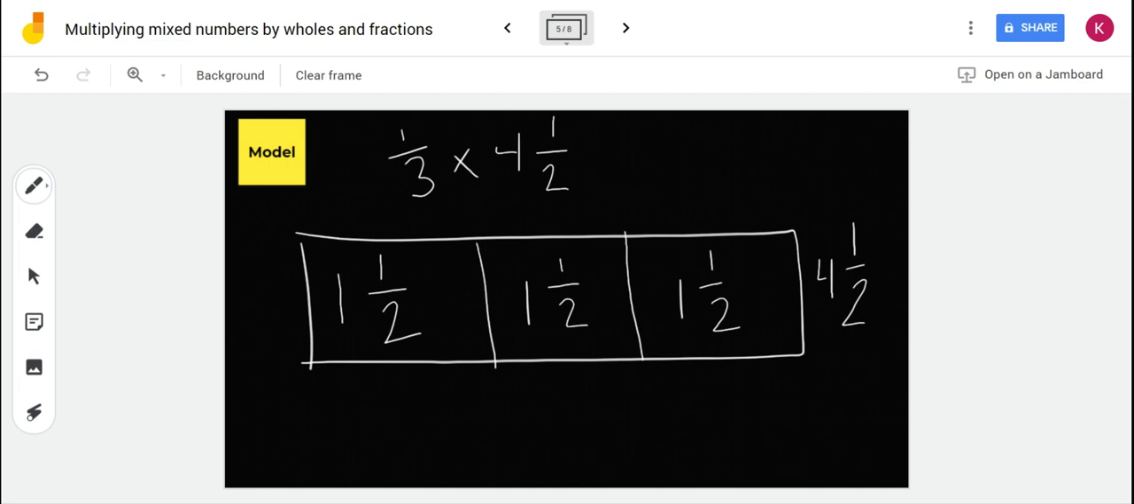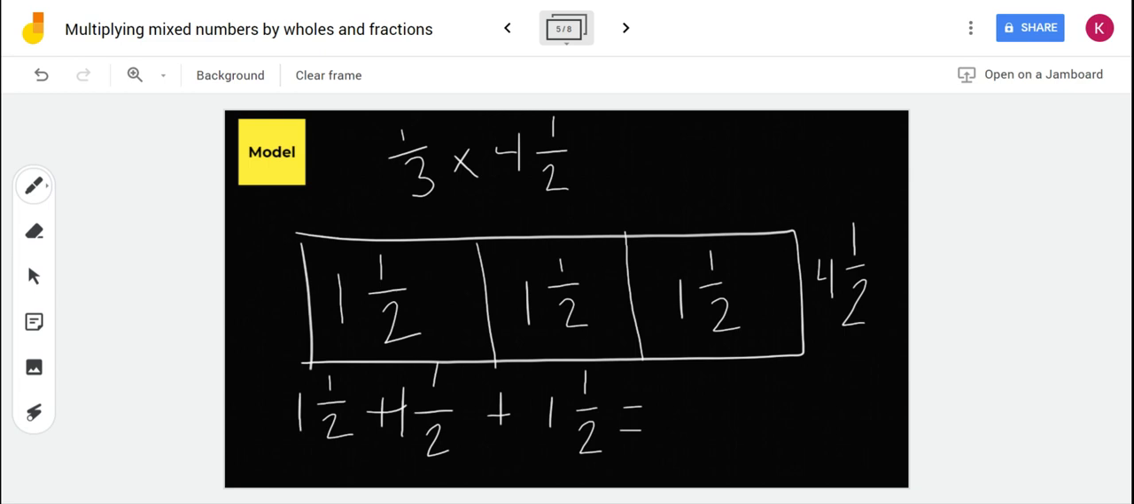1 1/2 is much less than 4 1/2. And when we find our answer, you'll see that these amounts of 1 1/2 here and 1 1/2 here and the last 1 1/2 here will give me 4 1/2. I can make an equation out of it. 1 1/2 plus 1 1/2 plus 1 1/2.